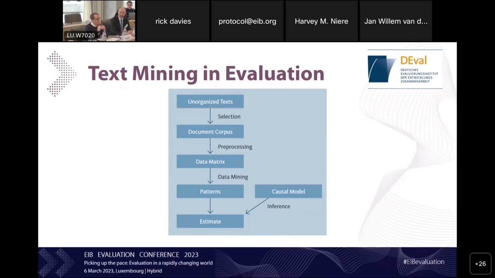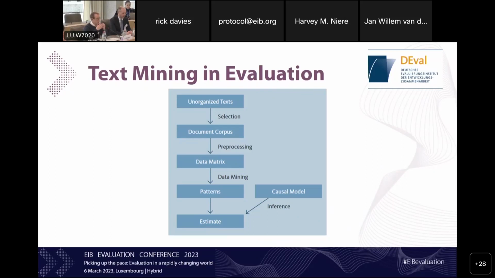And text mining provides a way to somehow shorten this. So text mining consists of several steps. First we have the sheer abundance of unorganized texts, and we need to select what we're interested in from these to get our corpus, the document corpus. And that is somehow transferred to a data matrix, basically numbers in rows and columns. And through data mining, we can then extract patterns from that.